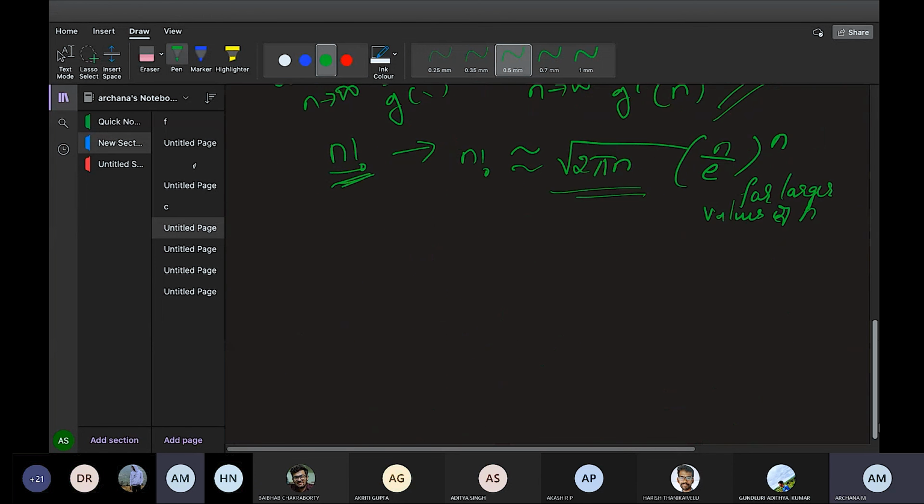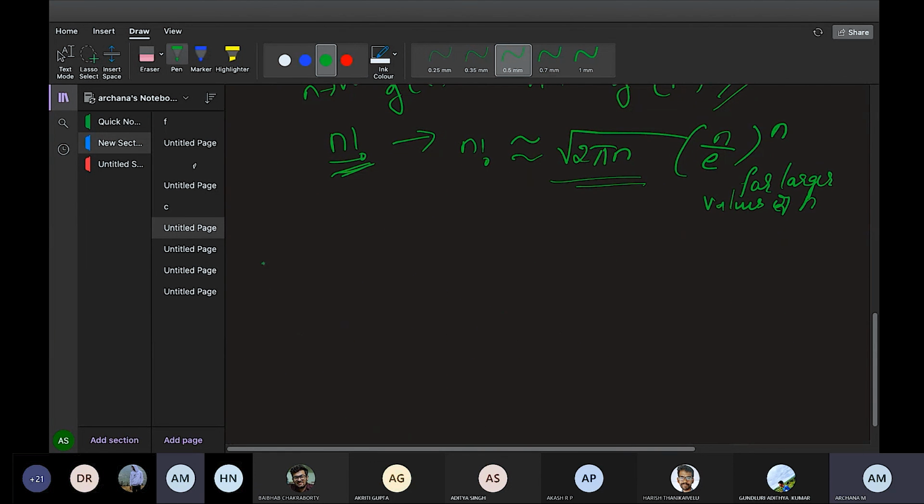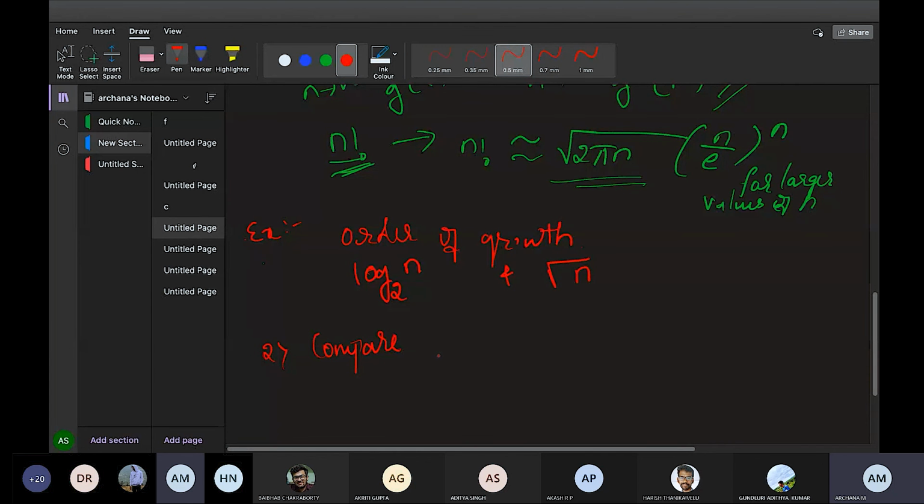Now I'll give you one more example. You people have to tell me what will be the output for this example. This is how they'll ask you: compare the order of growth. First function, log of n, base 2, and root of n. And I'll give one more example. Second example, compare like that. Whatever I did in the previous example, the same thing you have to do. Compare growth of n factorial and 2 to the power n.